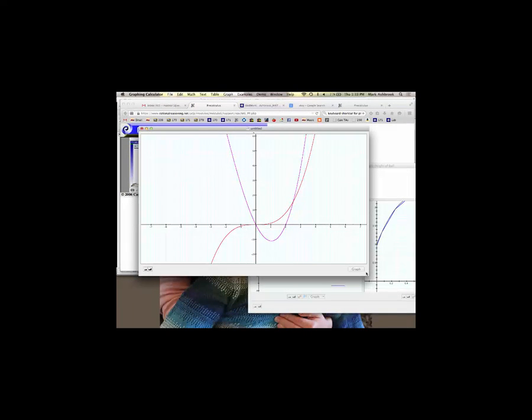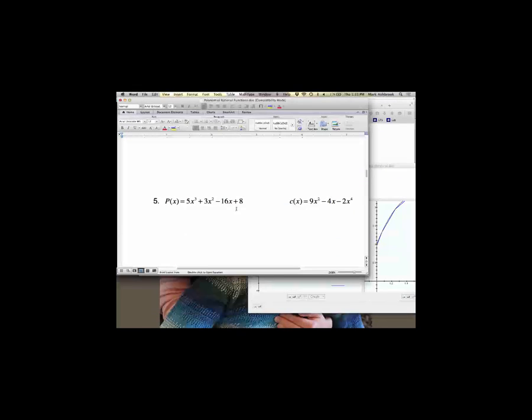This new stuff that we do today, most of which will be on exam 3, okay? So we're talking about polynomials.